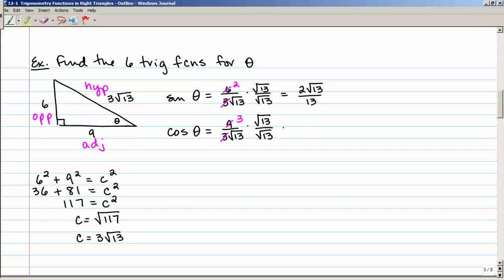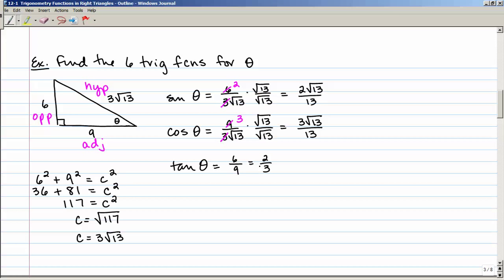So the cosine of theta is 3 square root of 13 over 13. Tangent of theta is opposite over adjacent, or 6 over 9, which simplifies to 2/3.